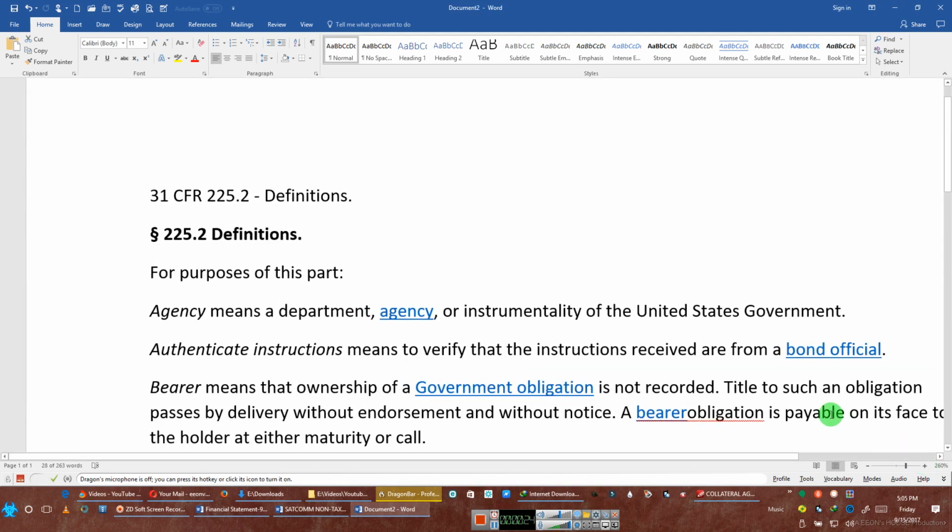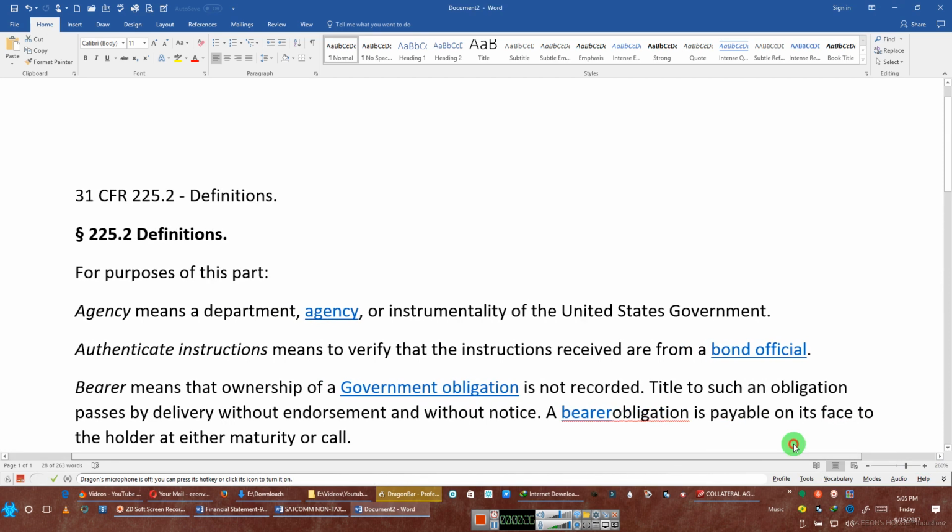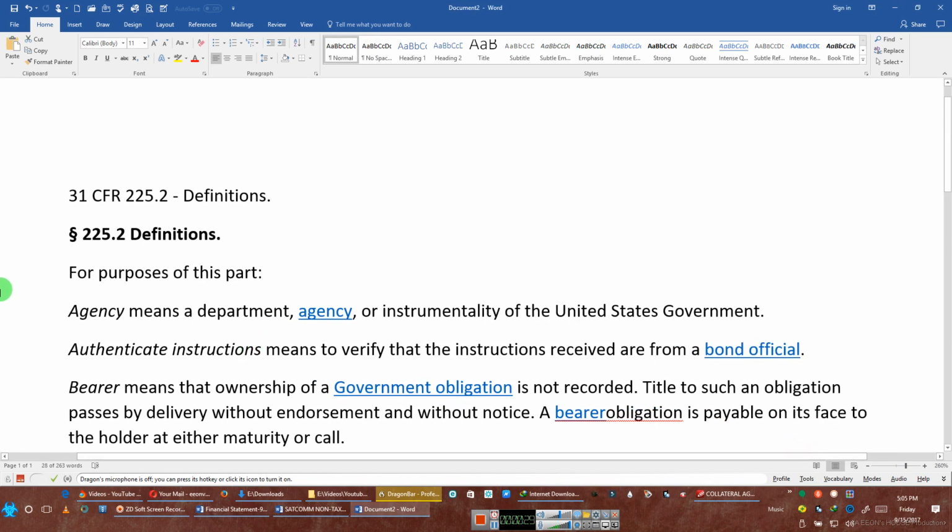So what you're going to do on your own time, not on mine, is go to 225.2 of the CFR Title 31. 225.2 definitions. Now, agency: department, agency, instrumentality of the United States. Okay, what's an instrumentality of the United States? The Federal Reserve Board, those are instrumentalities of the United States. The court buildings, instrumentalities of the United States government. They're all agencies. Authenticate instructions means to verify that the instructions received are from a bond official.